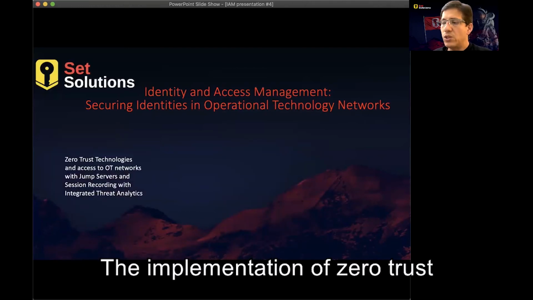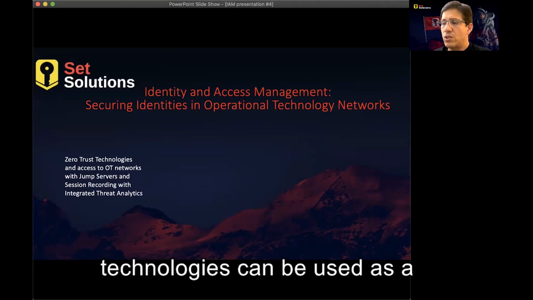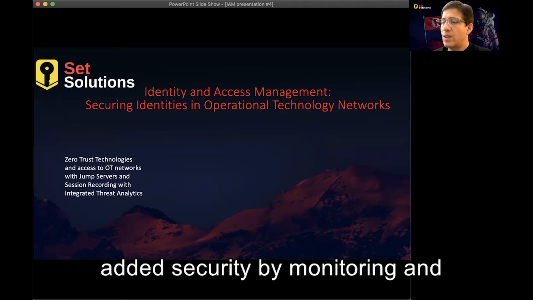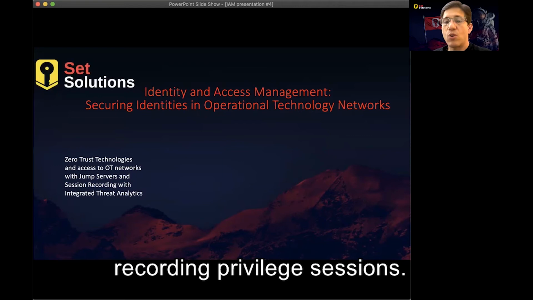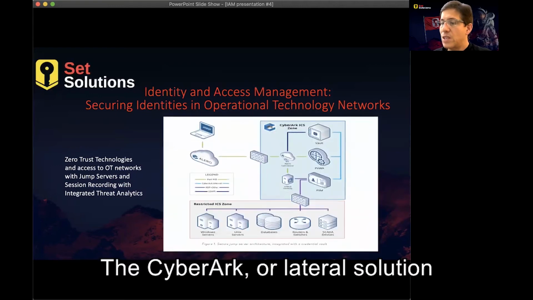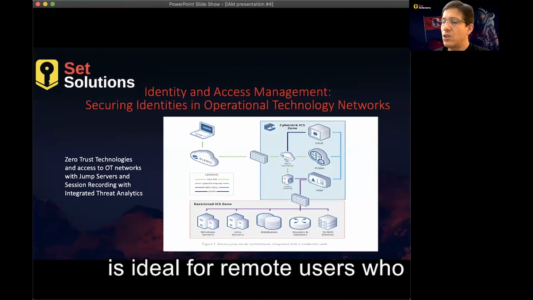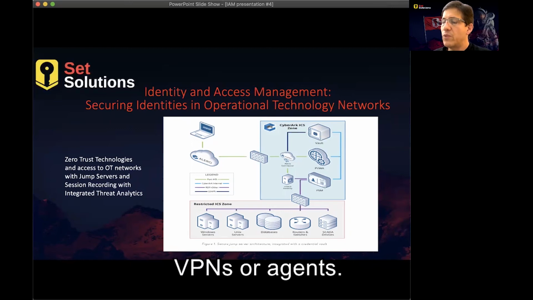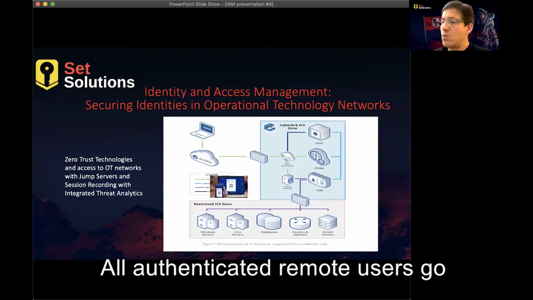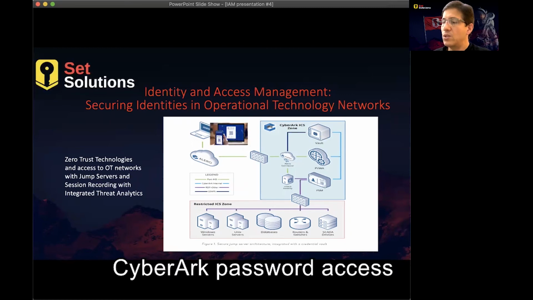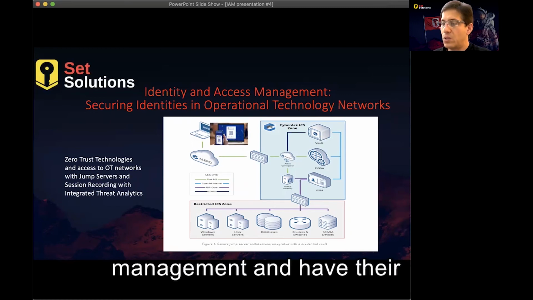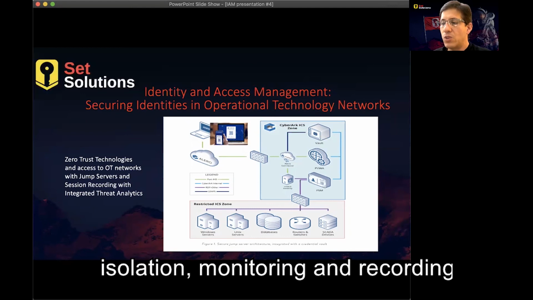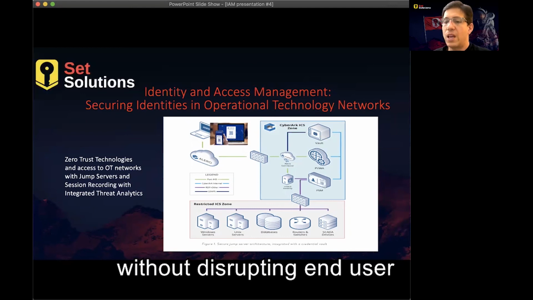The implementation of zero trust technologies can be used as a next generation solution with jump servers, which provides added security by monitoring and recording privileged sessions. The CyberArk Alero solution is ideal for remote users who require access to these systems, which eliminates the need for VPNs or agents. All authenticated remote users go through Alero to get to the CyberArk privileged access management and have their sessions launched with automatic isolation, monitoring, and recording without disrupting end-user workflow.